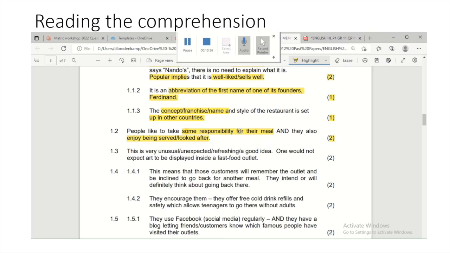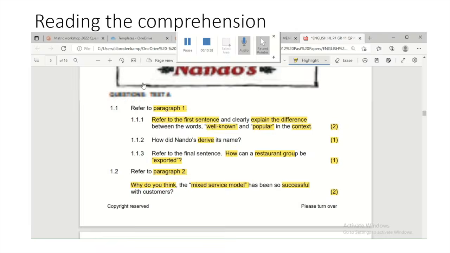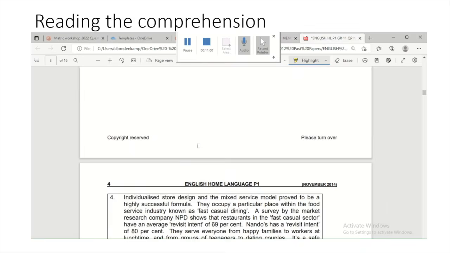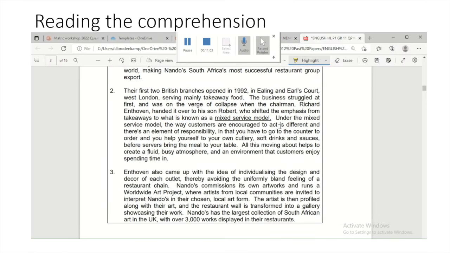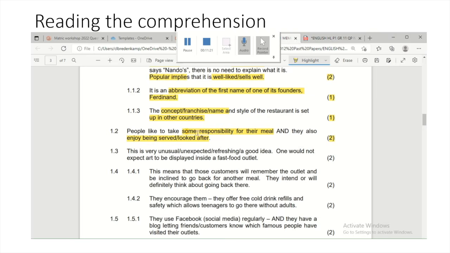Remember, you cannot take it directly from the text. Let's actually scroll up and have a look for it over here. You cannot write verbatim the exact words that you have to go to the counter to order and help yourself with your own cutlery, soft drinks and sauces before servers bring you the meal. You need to be able to put this in your own words, and that's exactly what the memo did. That people like to take responsibility for their meals, but they also like to be served too.